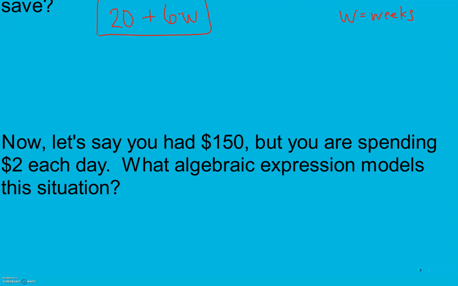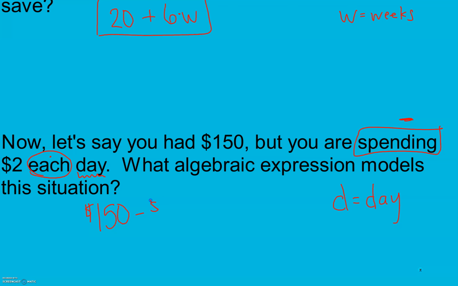Let's say you had $150, but you're spending $2 each day. What algebraic expression models this situation? Okay. So again, pick out the things that indicate an operation. Spending tells us we're subtracting, and each tells us we're going to multiply. And we need to figure out what our variable is. Here, the amount of thing that's changing is how many days go by. So I'm going to use d for days. You could use x, y, you could use q, you could use whatever you want there, a smiley face. Just make sure you tell us what it means. So we start off with $150.